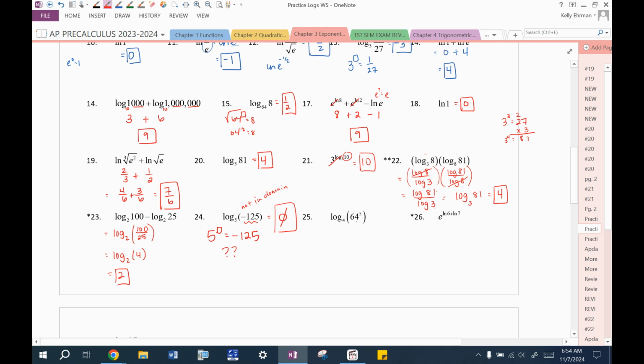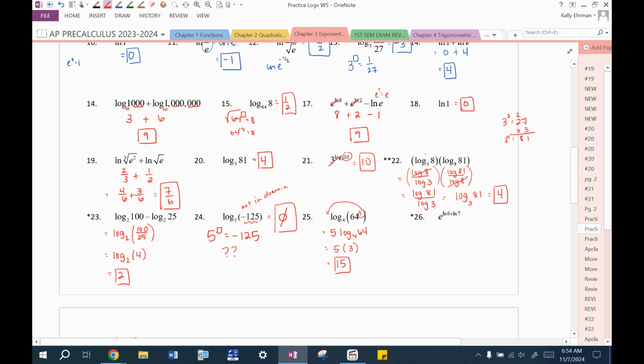What about this one? Am I really going to figure out 64 to the 5th? Absolutely not. I don't want you to do that. But remember, you can work on your expanding rules here. So let's get this exponent out of here by putting it out in front. This is 5 times the log base 4 of 64. The log base 4 of 64 is a number I know. That's 4 to the 3rd is 64. So this is really just 5 times 3. The log base 4 of 64 was 3. And 5 times 3 is 15.